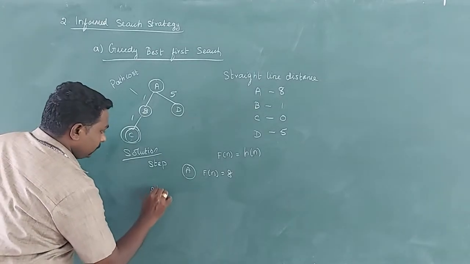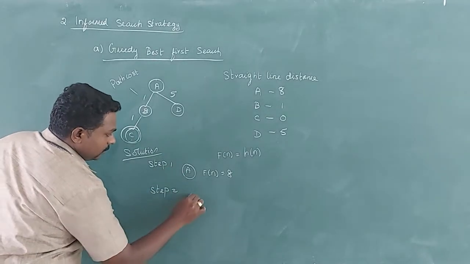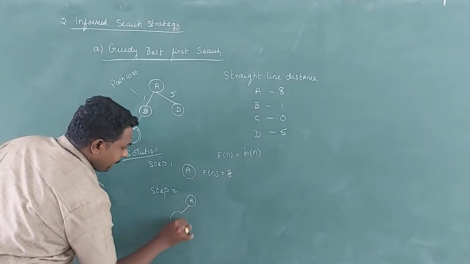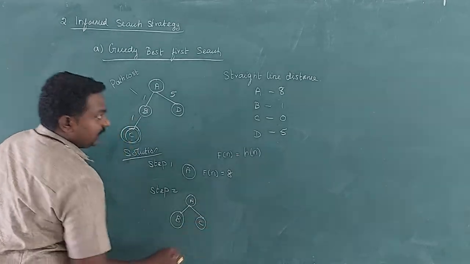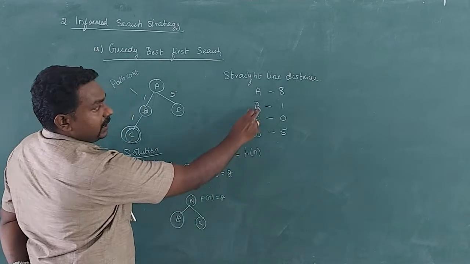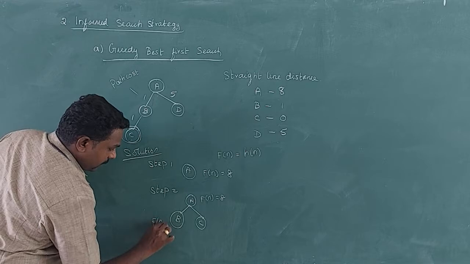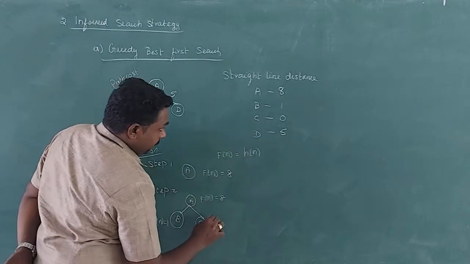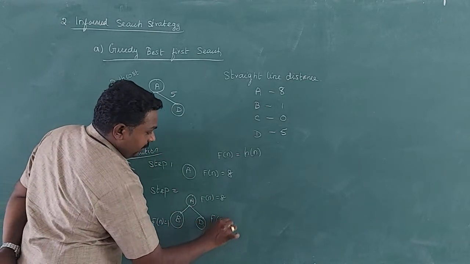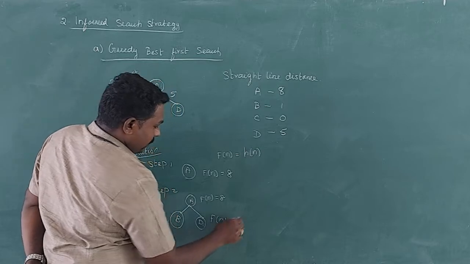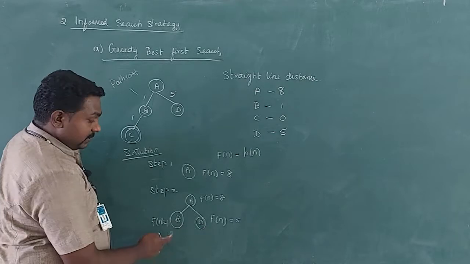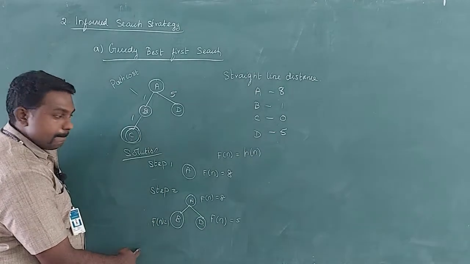Okay. Now, step 2. From A I have two nodes, one is B and the other is D. So, here f of n is equal to 8. What about B? F of n is equal to 1. What about D? F of n for D is 5. Now, here the value is 1, here the value is 5. Which one is lesser? This one is lesser. So you have to traverse B.